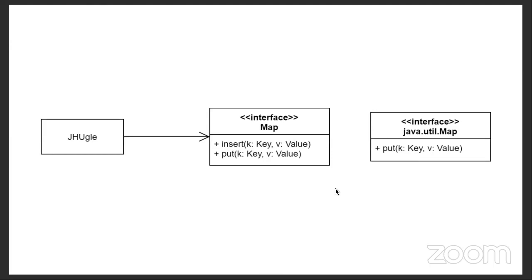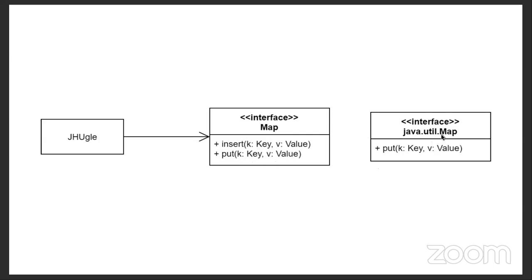So in the data structures course, we had a map interface. And that map interface was slightly different from the map interface that comes with Java. Namely, one of those differences is that we had two different methods, insert and put. The distinction between the two is that you use insert to insert new key-value pairs, but you use put to update an existing key-value pair.